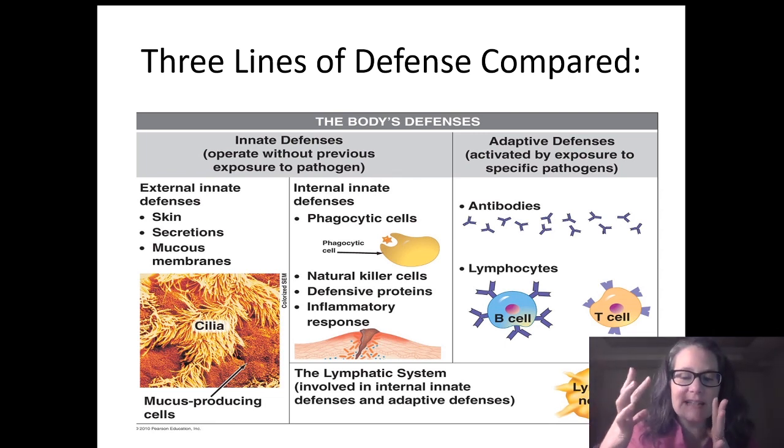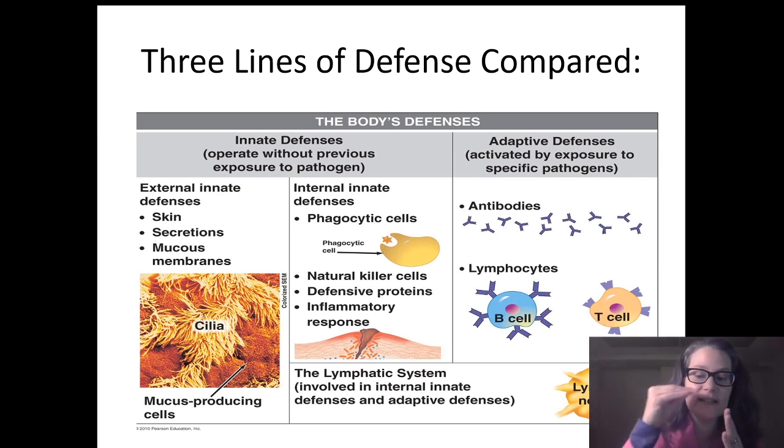If we breach these external barriers, then you will have defenses right away that different non-self particles come into contact with. If something breaches these external defenses, then it will come into contact with your internal innate defenses. I want to walk you through that second line. This is considered the second line. And the third line is your adaptive defenses.